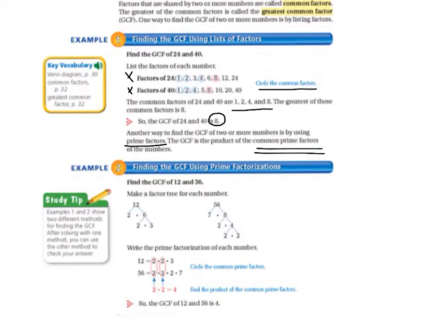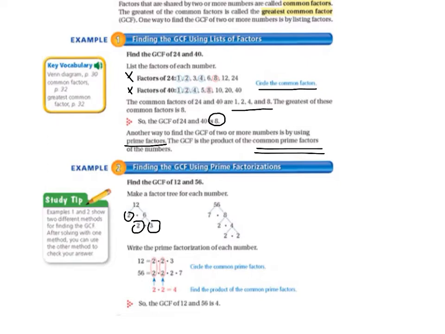Find the GCF of 12 and 56. So our first step is to make a factor tree for each number. If we make a factor tree for 12, we start with 2 and 6. 2 is prime, so we can circle that so we remember that it's prime. 6 is not prime, so we need to keep going with 6, and we factor that out to 2 and 3. Those are both prime.